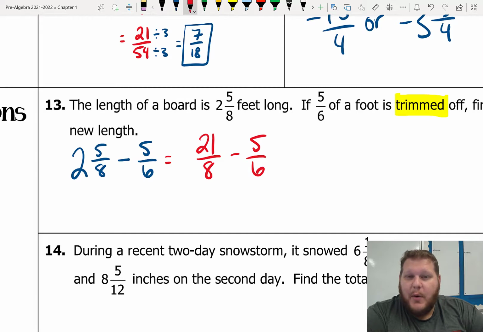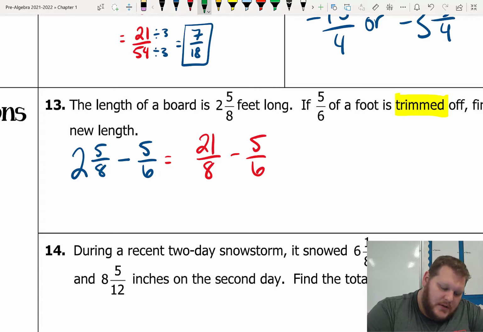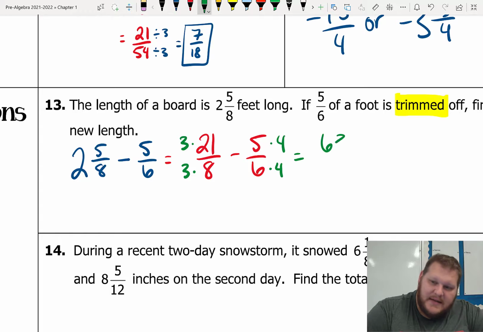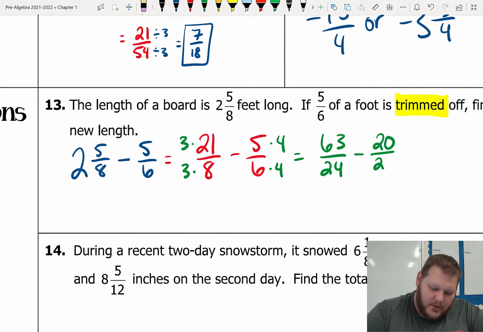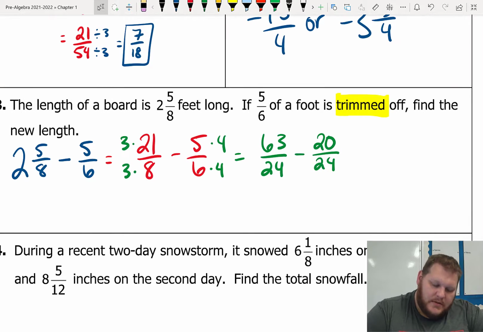24 is the smallest number that both of these can be rewritten as. Right? 8 times 3 is 24. 6 times 4 is 24. So I'm going to multiply the first one times 3, my second one times 4. That's going to give me 63 over 24 minus 20 over 24. So when I do that, that gives me 43 over 24.